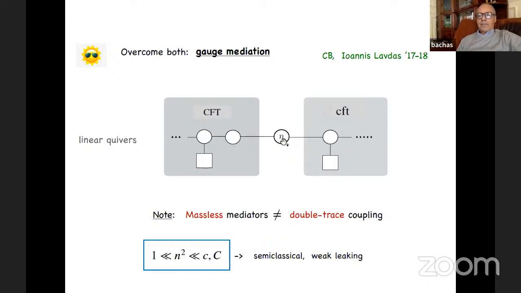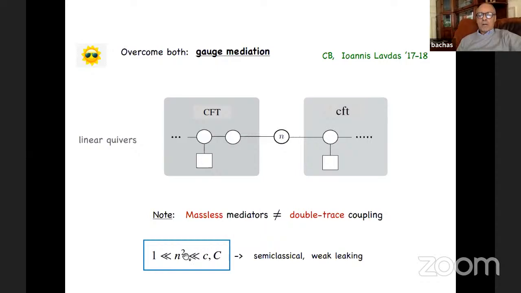And now, if these mediators, which will be some kind of U(n) gauge theory, are massless, you cannot simply integrate them out and replace them by a double trace coupling. So we are definitely not in the situation of the previous setup. It's a different, if you want, mechanism. And as you will see, this will allow us to actually embed this precisely in string theory.